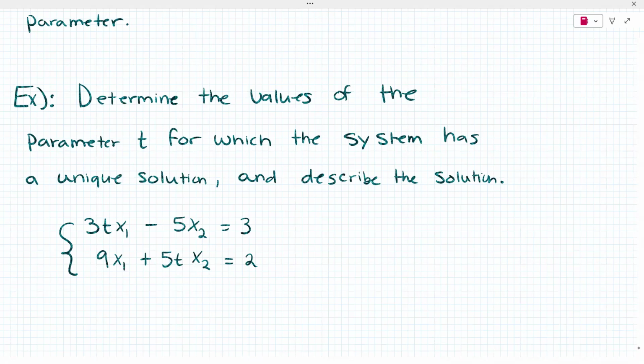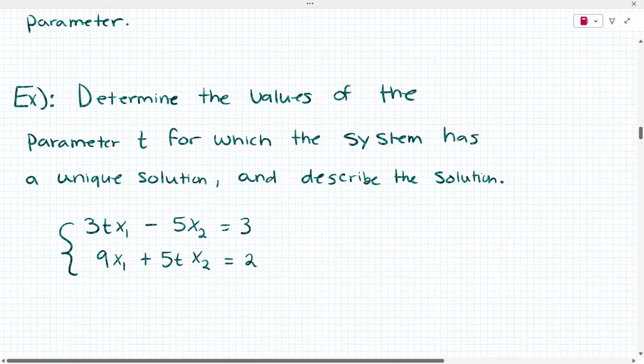Okay, so determine the values of the parameter t for which the system has a unique solution and describe the solution. So what we have to do is use Cramer's rule, and the only difference is you see there's a t. Your x1, your x2 won't be a real number. It will have some kind of t in it.